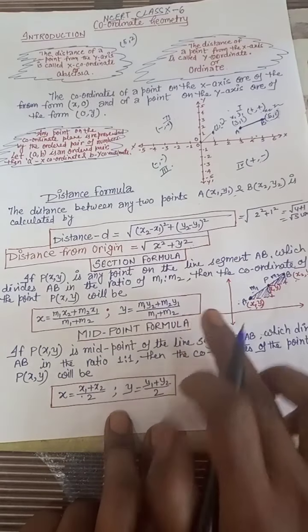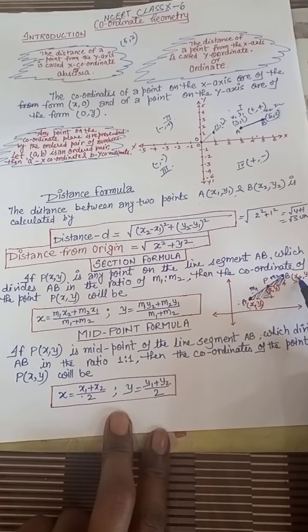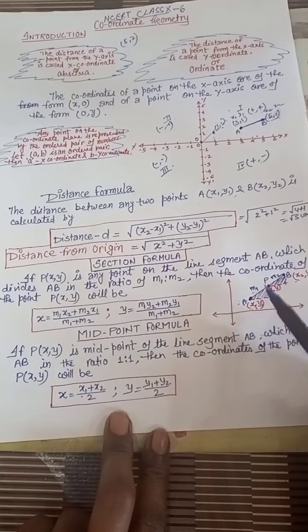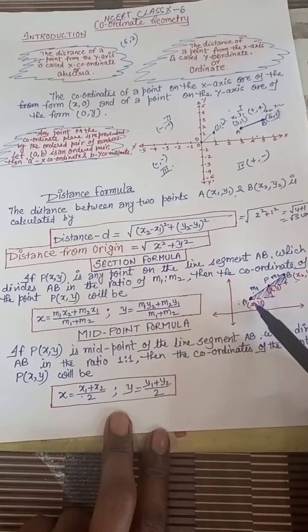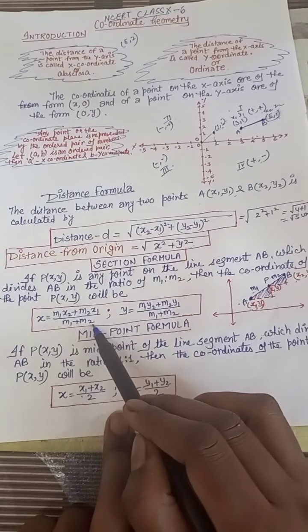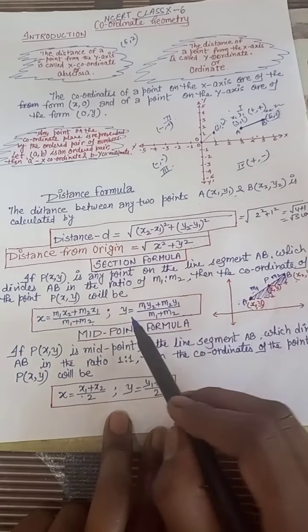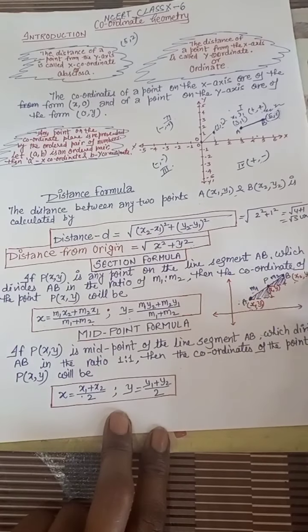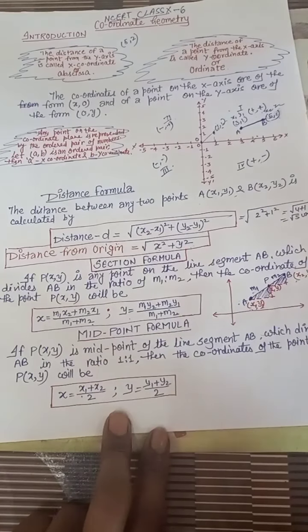So this is the formula. x is equal to m1 multiplied by x2 plus m2 multiplied by x1, this is cross multiplication, upon m1 plus m2. And y is equal to m1 multiplied by y2 plus m2 multiplied by y1, upon m1 plus m2.